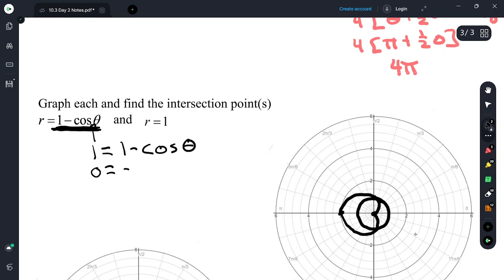So 0 equals negative cosine. We're setting them equal to each other because they both equal r. So cosine of theta is equal to 0. So theta is equal to exactly what we thought, pi over 2 and 3 pi over 2. And that means it's intersecting up here and down there.